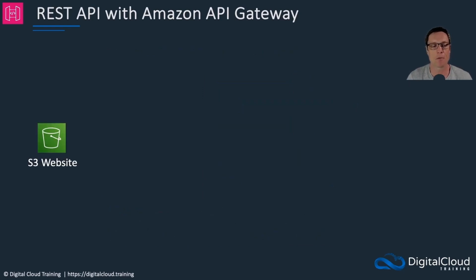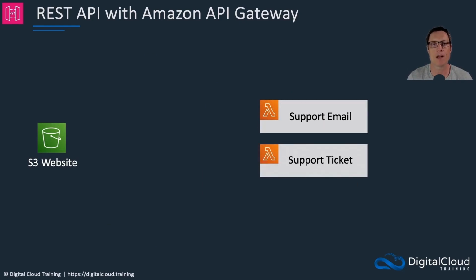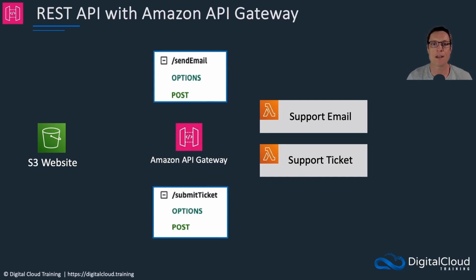Here we have an S3 website. Let's imagine this is a static website. We then have two different Lambda functions, one for sending support emails, one for logging support tickets. And then we have an API gateway endpoint in front. So here we've created the resources. One is /send email, one is /submit ticket. And in both cases, there is a post method.